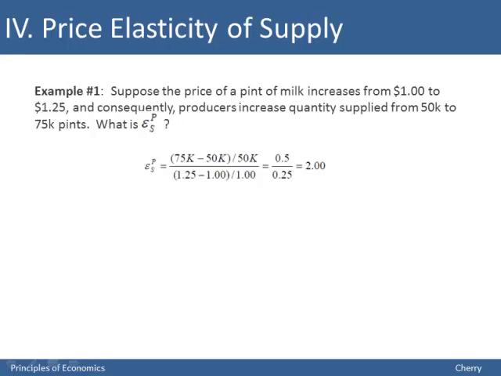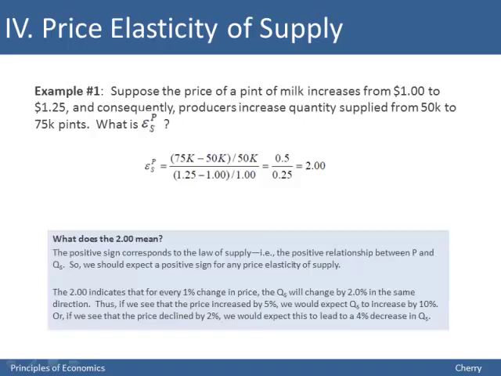So it's calculated the same way. 75,000 minus 50,000 over 50,000. That gives you the percentage change in quantity supplied. Then you have the percentage change in price. 1.25 minus 1 over 1. And that gives you 0.5 over 0.25, which equals 2.